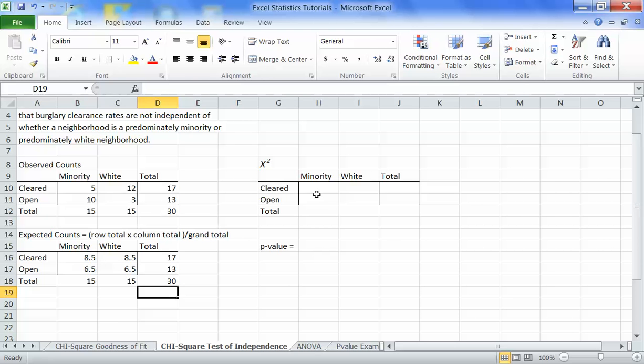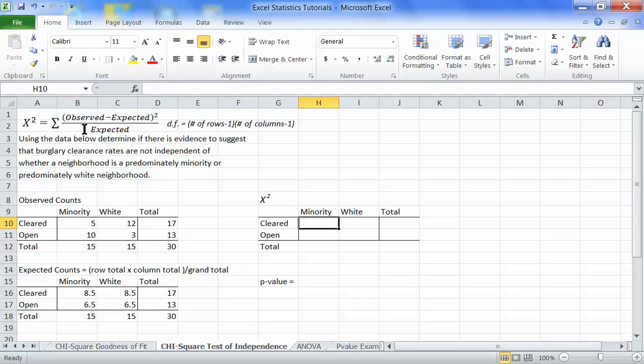So now what I want to do is calculate the chi-squared test statistic. And that will be according to this formula. For each corresponding cell, do the observed minus expected squared divided by expected. The degrees of freedom of my chi-squared test statistic will be the number of rows minus 1 times the number of columns minus 1. So in this case, I have 2 rows and 2 columns, so that will be 1 times 1. So my degrees of freedom will be 1.